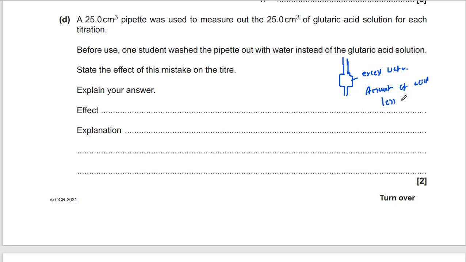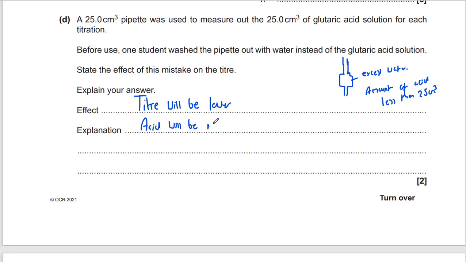It will now be less than 25. Now, if there's less than 25 of acid, it means you've got fewer moles of acid, okay? And if I've got fewer moles of acid, then I'm going to need less sodium hydroxide. So therefore, the effect is that the titre for this experiment will be lower. The titre will be lower because the acid will be more diluted.